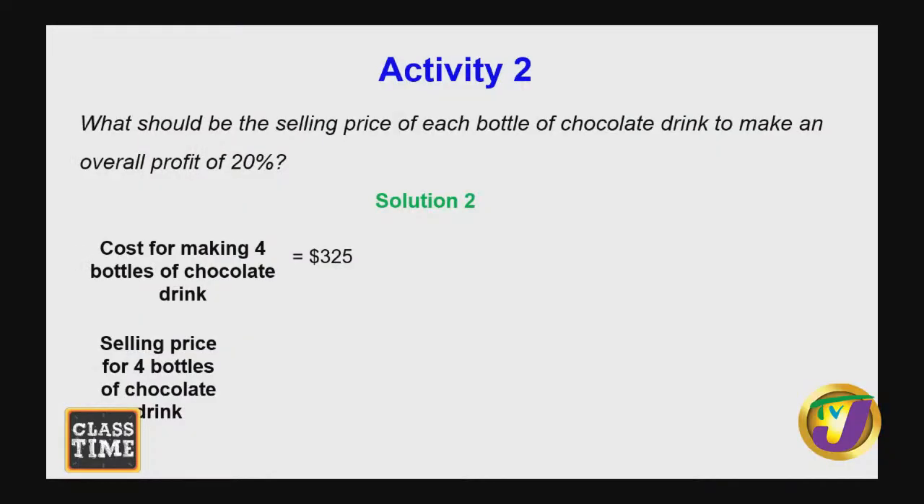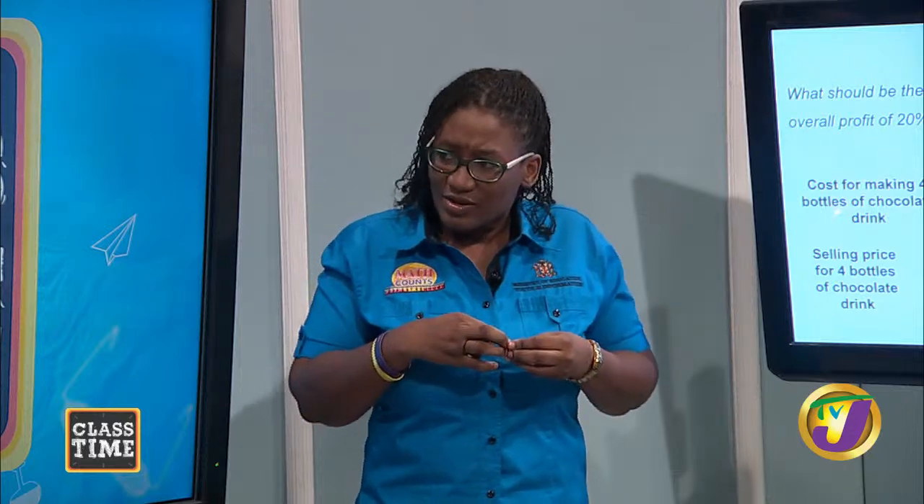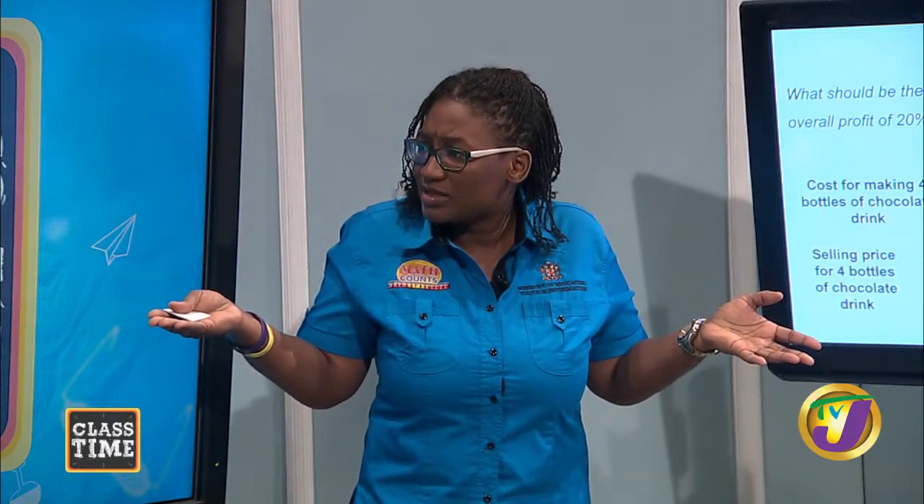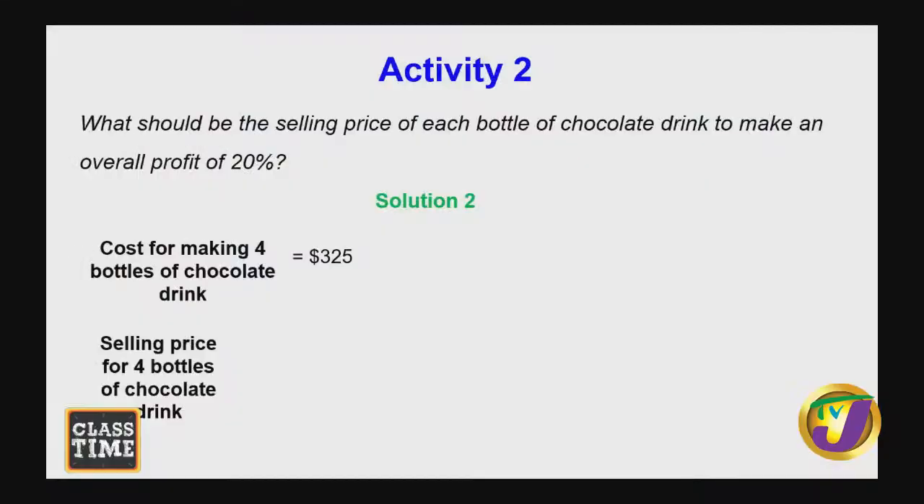But so earlier, we found the cost price for 1 bottle of chocolate drink. And then we applied the profit. But in this case, we're saying we could actually find the selling price for all 4 bottles. So let's do that. We know that the profit is 20%, that was given. And same thing that we did earlier, we're adding that 20% to the 100%. That would give us 120% of the cost price, but in this case, our cost price is the cost price for all 4 bottles.